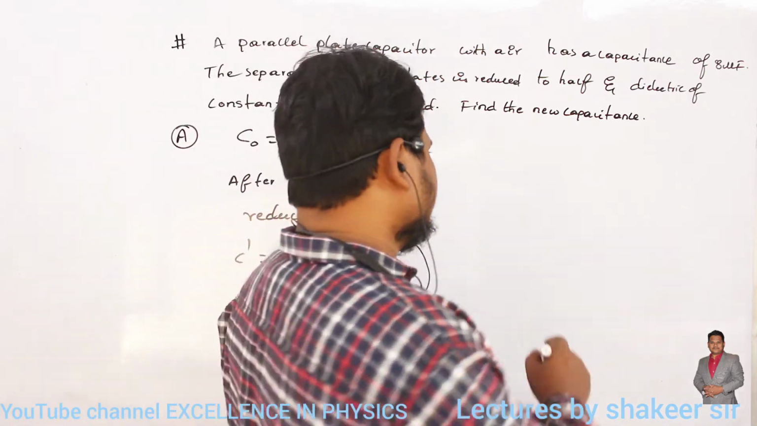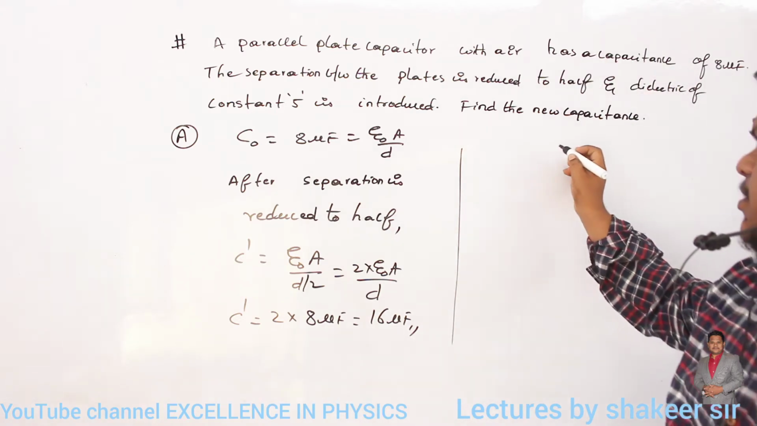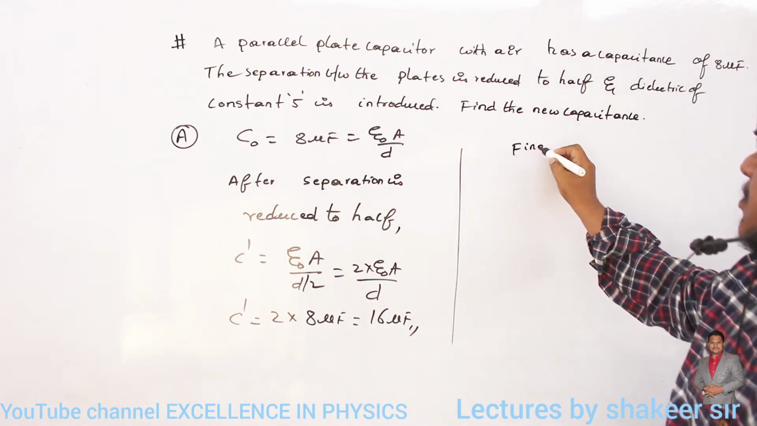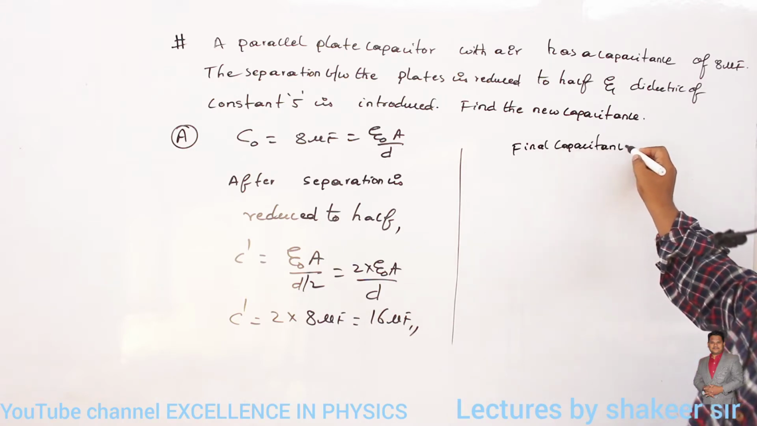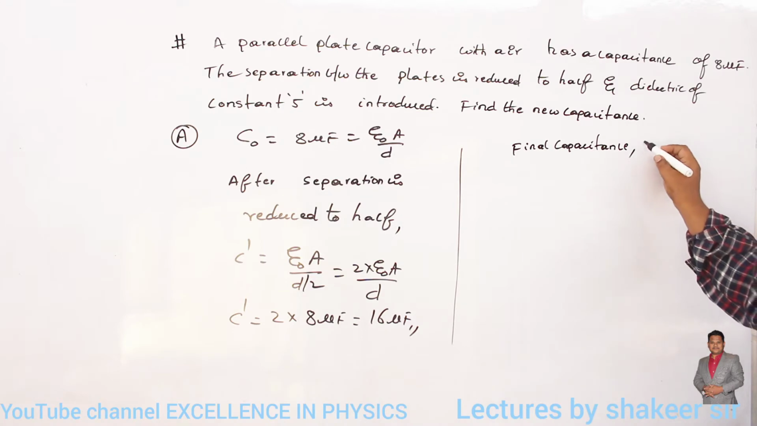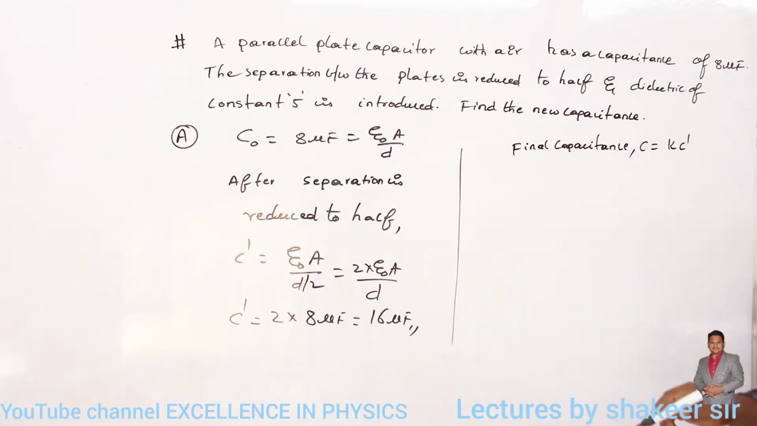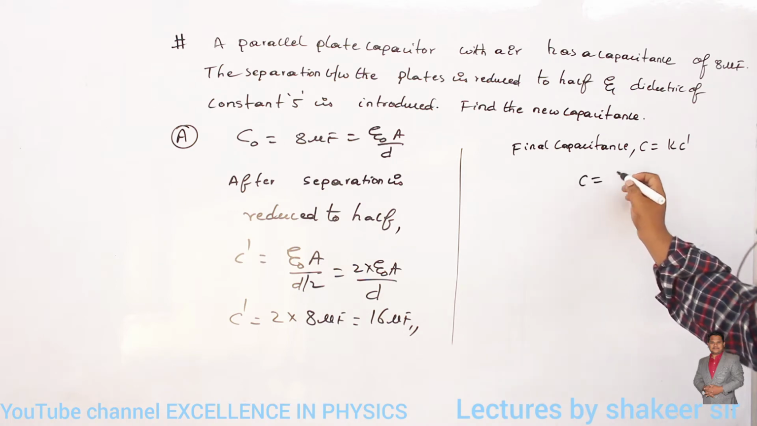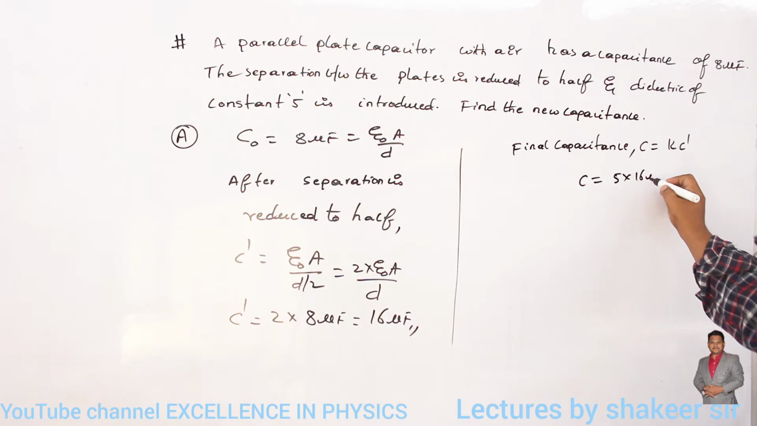Now after this, again we are introducing a dielectric, with constant 5. If a dielectric is introduced, then the final capacitance C is equal to K into C dash. This is the relation. So C is equal to the dielectric constant 5 into the C dash value of 16 microfarads.